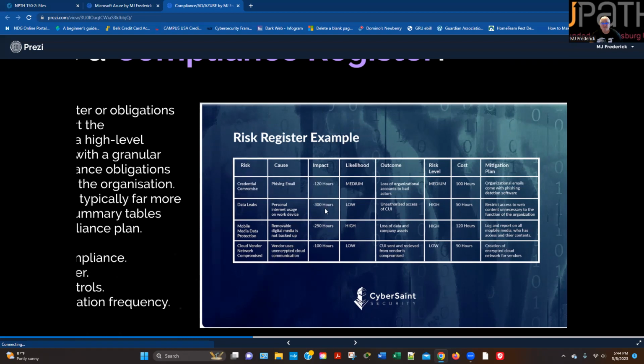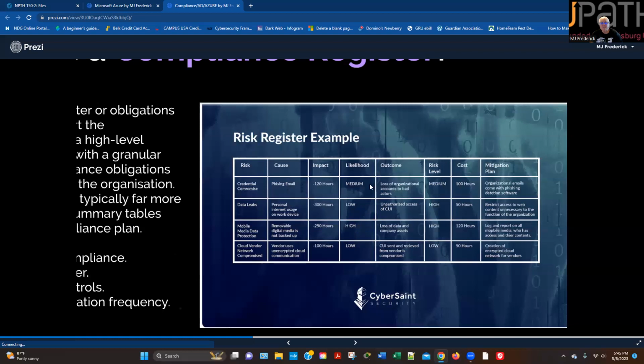120 for this, 300 here, data leaks 250 here, and 100. What's the likelihood? You have to measure the likelihood this could occur. Well, this is medium, this is low, data leaks is high because we use a lot of mobile devices, and the vendor one is pretty low for cloud.